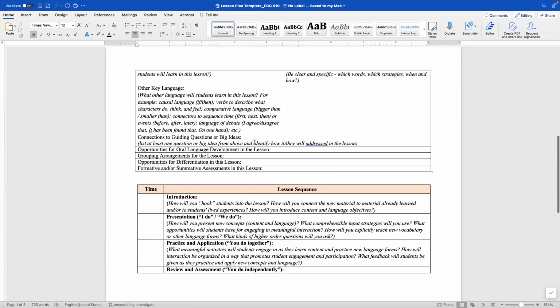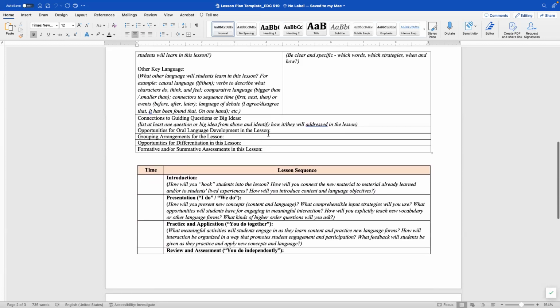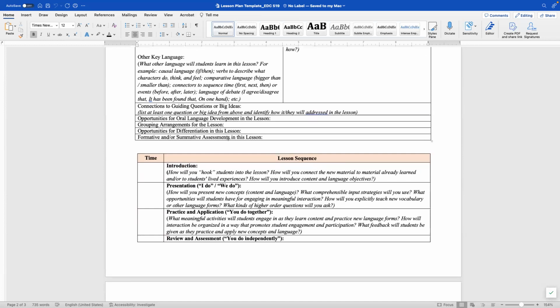Here we have a place for your connection back to those guiding questions or big ideas from above. The ways that you're thinking about oral language development, so giving students opportunities to use language in meaningful ways with their peers and with you. Ways that you're thinking about grouping arrangements. And for this section, it's important to ensure that you have different ways of grouping students across the lesson. So the whole lesson shouldn't just be whole class instruction, shouldn't just be independent work or pair work. So think about the ways that you're varying grouping so that your bilingual and multilingual students can be successful and can work with different types of groups to engage with the content and language.